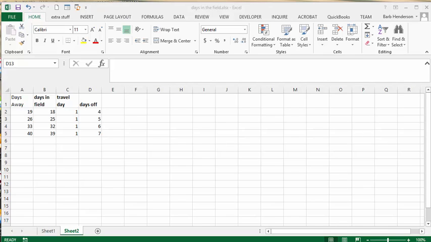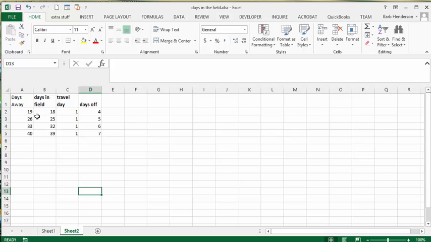I happened upon a question this morning, and the guy was asking about a ratio of days in the field to days off. He's away for 19 days, so 18 of those days would be in the field, one day would be travel day, and then he earns 4 days off. And I've entered all four different options that he has here.